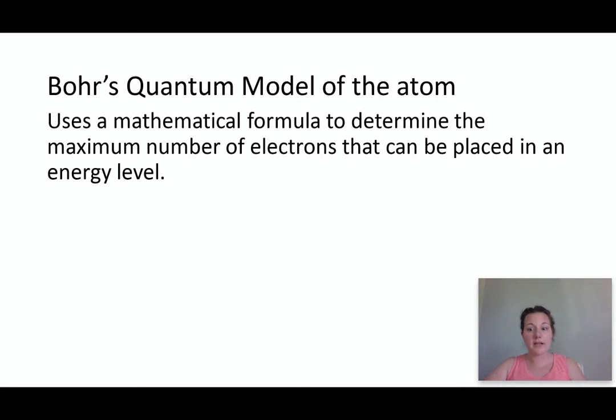Okay, so that brings us to Bohr's quantum model of the atom, where he used a mathematical formula to determine the maximum number of electrons that can be placed in an energy level. And we're going to talk a little bit more about what happens next in part 2.